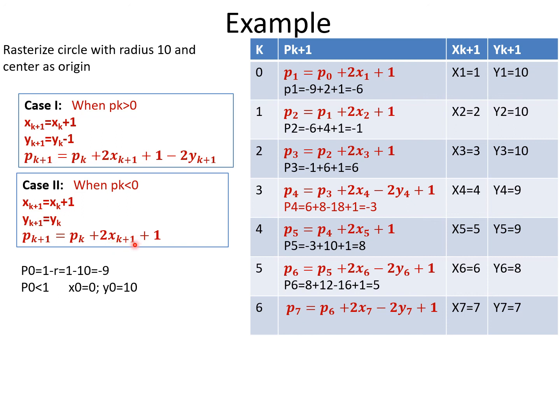Hence we use this calculation, and obtain x5 as 5 and y remains the same, 9. For the next decision parameter, again this equation is used. It will be 8, which is positive. So we use this: we have to increment the value of x by 1 and decrement y by 1, so it will be 6 and 9 minus 1, 8. Use this for the decision parameter calculation. It is 5, positive. So the value of x will be 6 plus 1, and y has to be decremented by 1, 7. X and y are now both the same, 7 and 7. So the calculation stops. This is the one octant calculation.